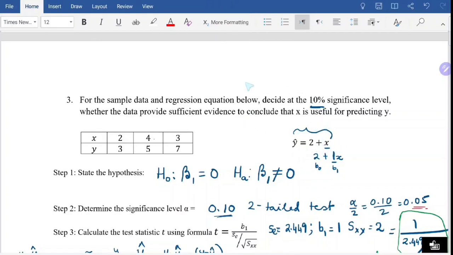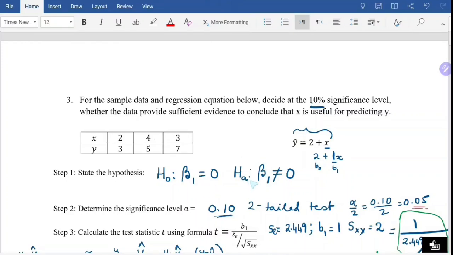So we have to perform a hypothesis test on the slope. First step, state the hypothesis. The null hypothesis is H sub 0: beta sub 1 equal to 0. Make sure again you are using the population slope notation. So the null hypothesis is always going to say that x is not a useful predictor of y. That's what the null hypothesis is going to assert.